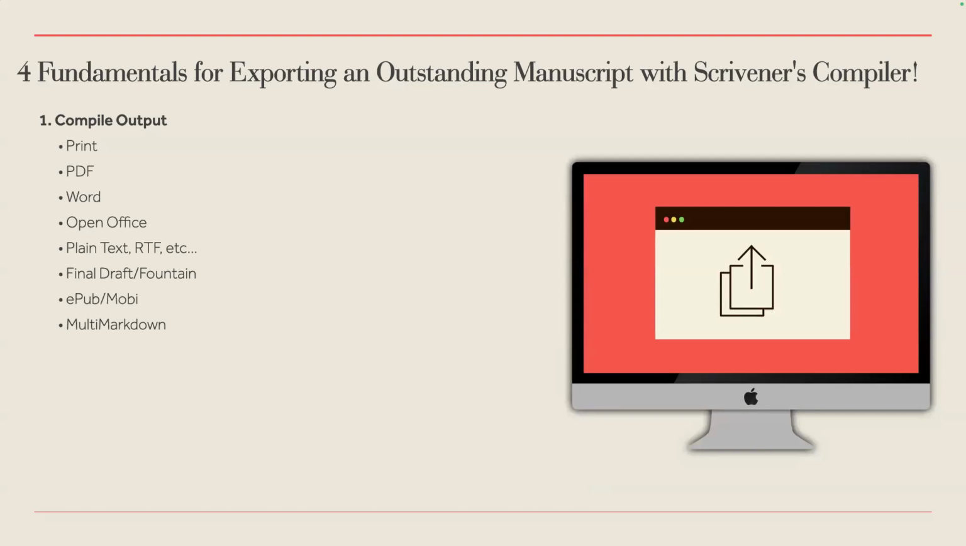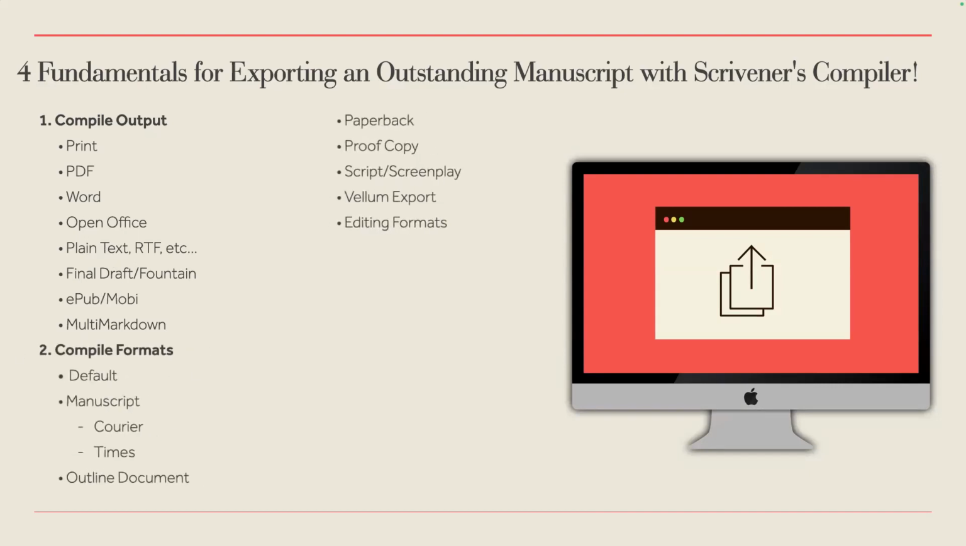That's where we choose how we're going to export, or what format we want to export out, whether that's a print from our printer, a PDF file, a Word file, OpenOffice, plain text, Final Draft, EPUB, MOBI, or a MultiMarkdown format. We're not going to look at all of these today, but we'll take a look at a couple of them so you can see what's going on. And maybe we'll gauge interest from the chat and see what you guys want to look at.